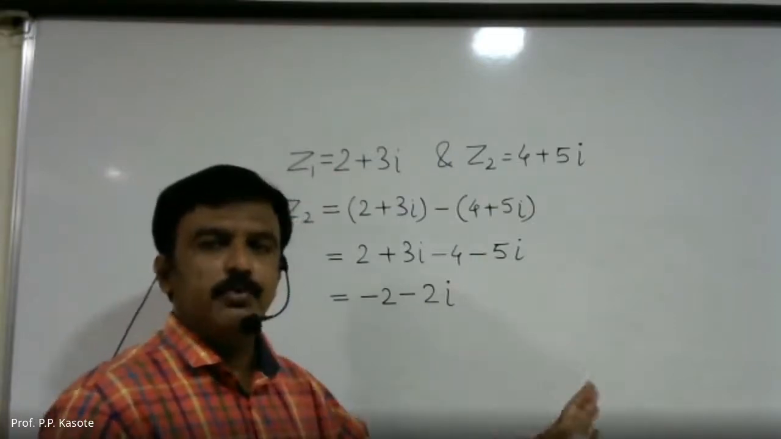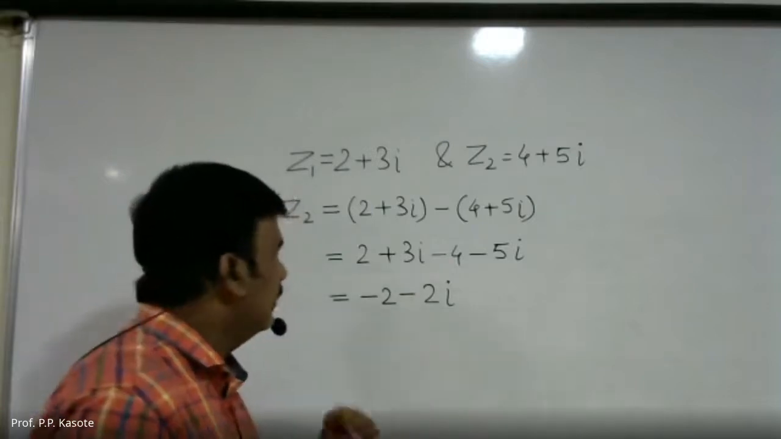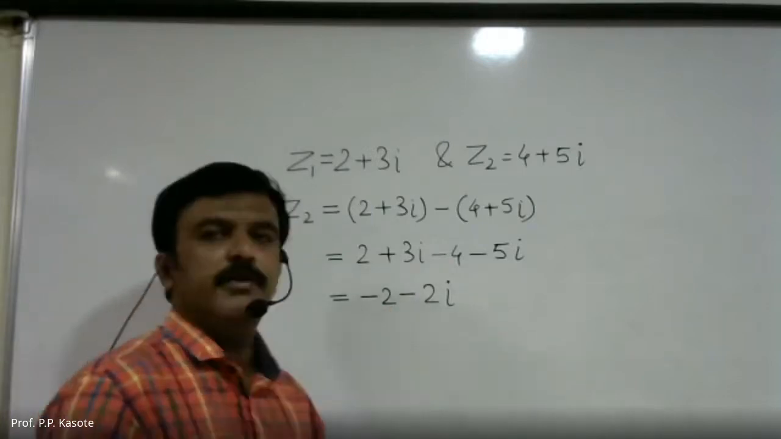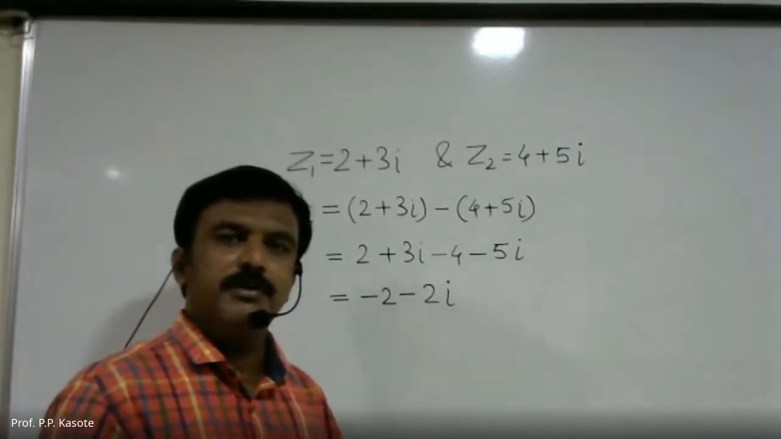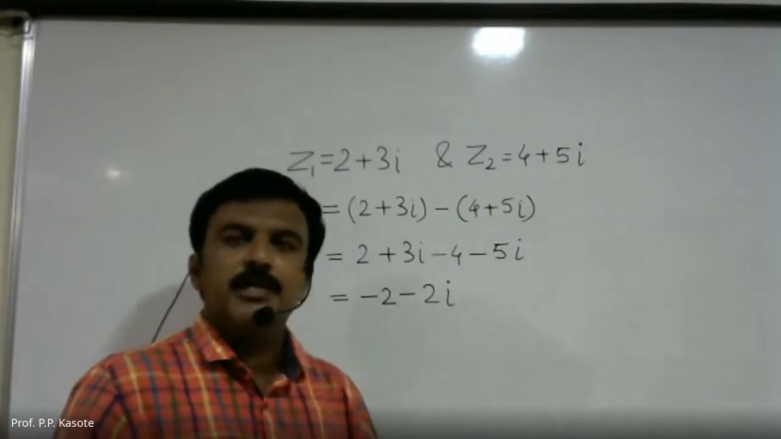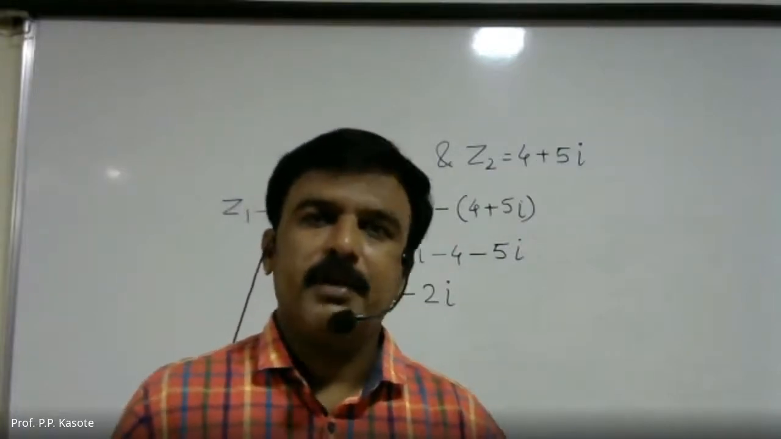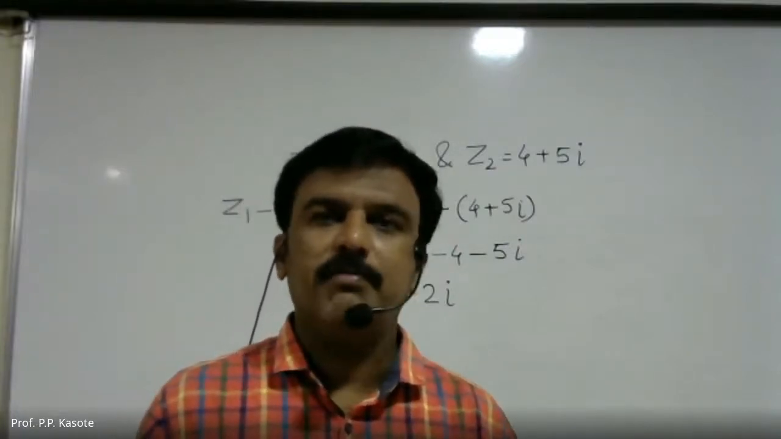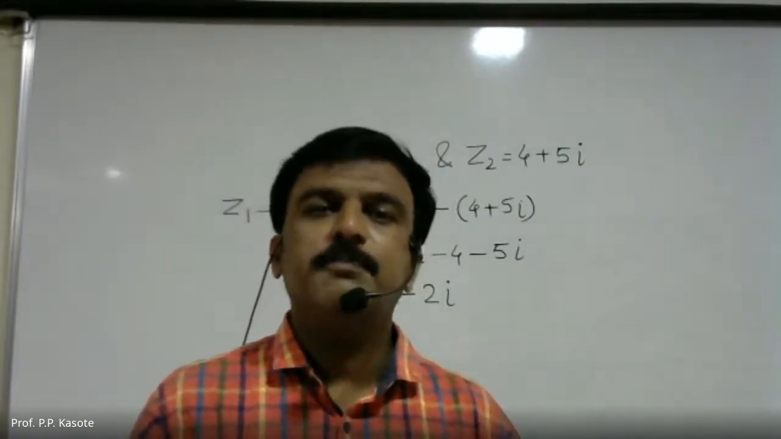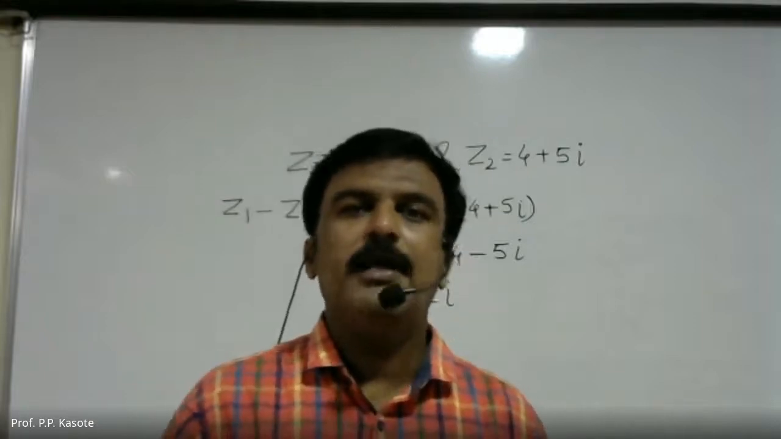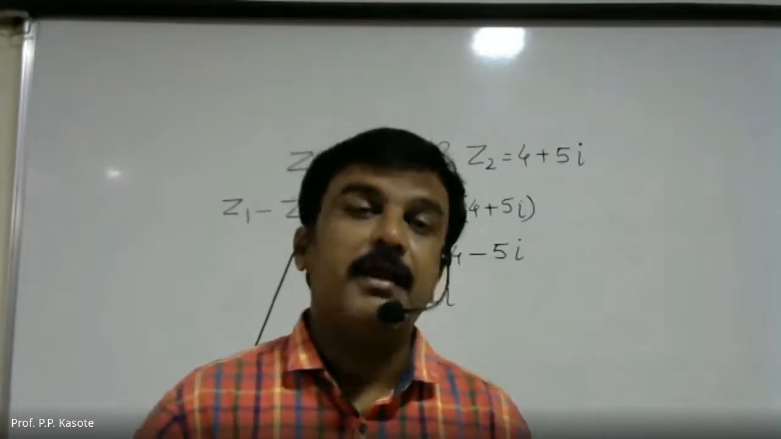After subtracting z2 from z1, we got a complex number minus 2 minus 2i. The real part is minus 2 and the imaginary part is also minus 2. All of you understood? This is how we can add or subtract any two complex numbers. The addition and subtraction is really very easy. We just enclose the numbers and before adding them, we just open up the brackets and add the corresponding terms, meaning real part with real part and imaginary part with imaginary part.